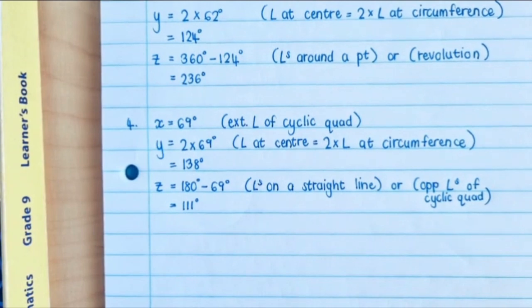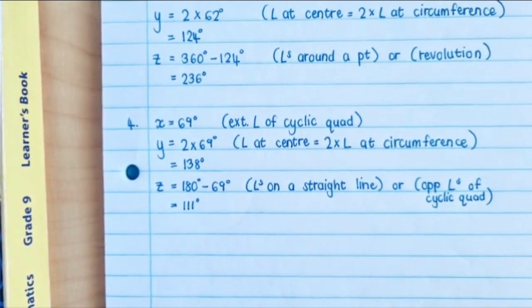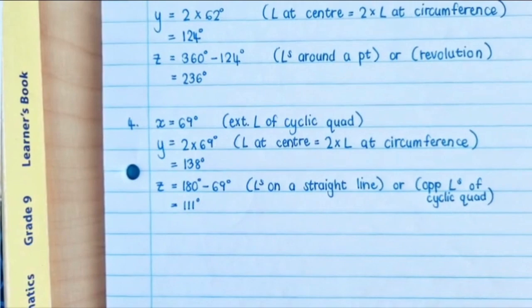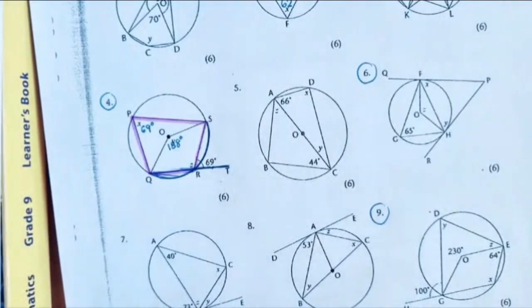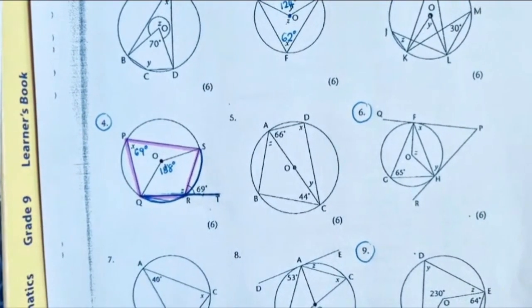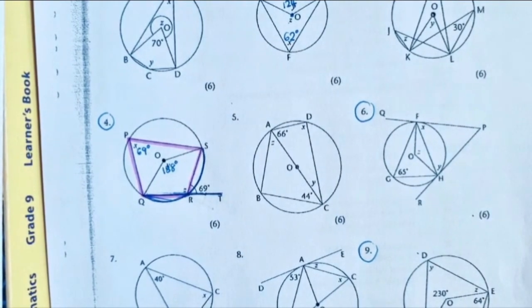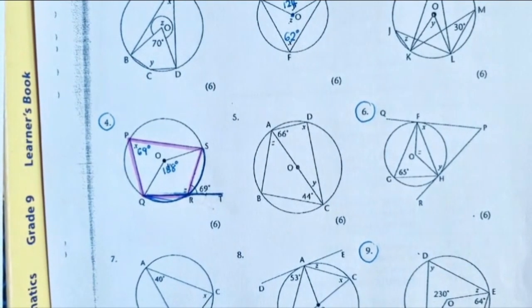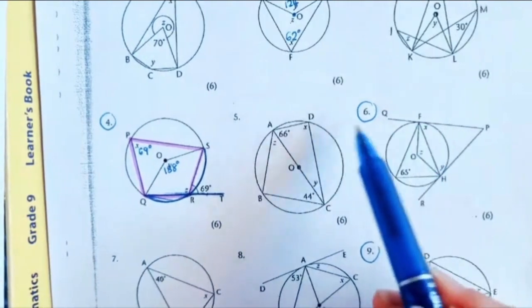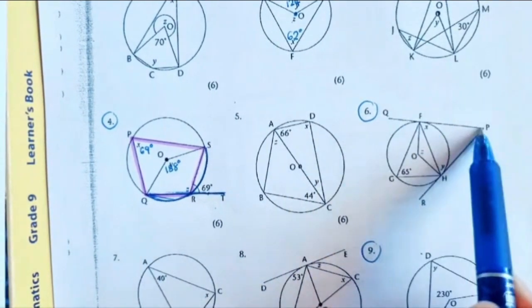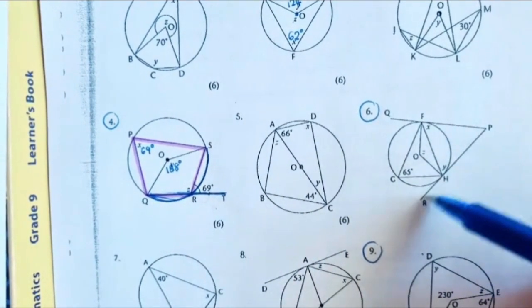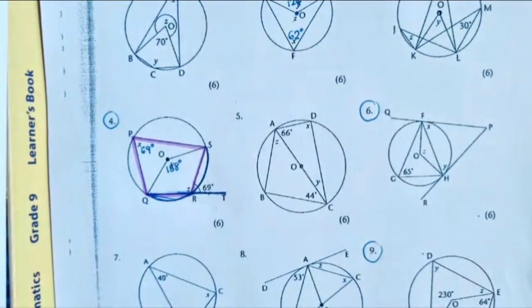Okay. Number 4, also not too bad. Some basic theorems there that we've applied. All right, let's look at number 6. Now, the problem that I have with number 6 here is that they haven't actually told us that we have tangents here. They actually are supposed to tell us. So if we're looking at number 6, QFP is a tangent and RHP is also a tangent. They haven't told us that.